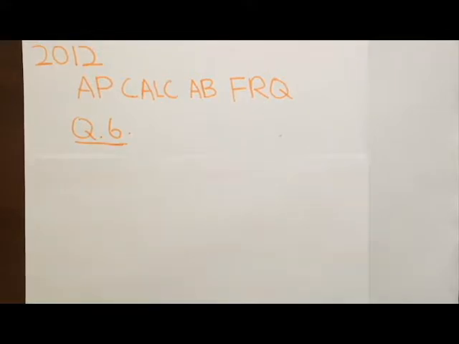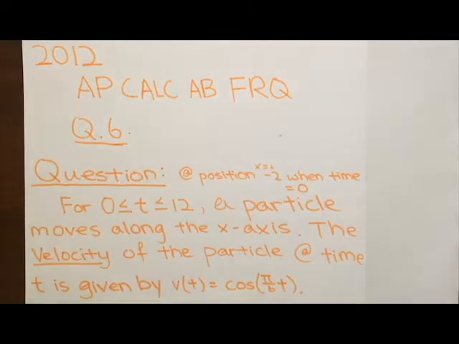In this video, we will be explaining how to solve question 6 of the 2012 FRQ, along with questions 76 through 78 of the first multiple choice. So to start off with the question of the 2012 FRQ, the question states that for when time is between 0 through 12, a particle moves along the x-axis. The velocity of the particle at time t is given by the function v of t equals cosine of pi over 6t. It also states that the particle is at position x equals -2 when the time is 0.